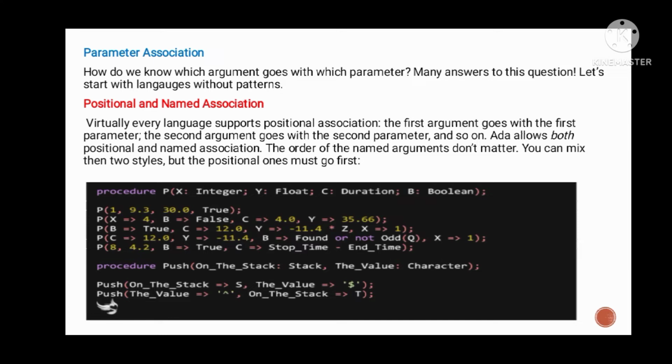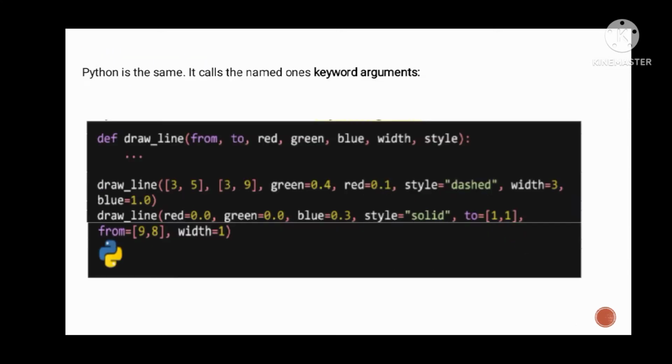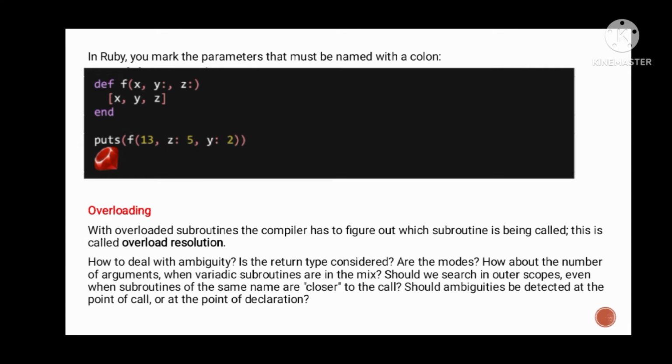Ada allows both positional and name association. The order of the named arguments doesn't matter. You can mix the two styles, but the positional ones must go first. Python is the same. It calls the named ones keyword arguments. In Ruby, you mark the parameters that must be named with a colon.